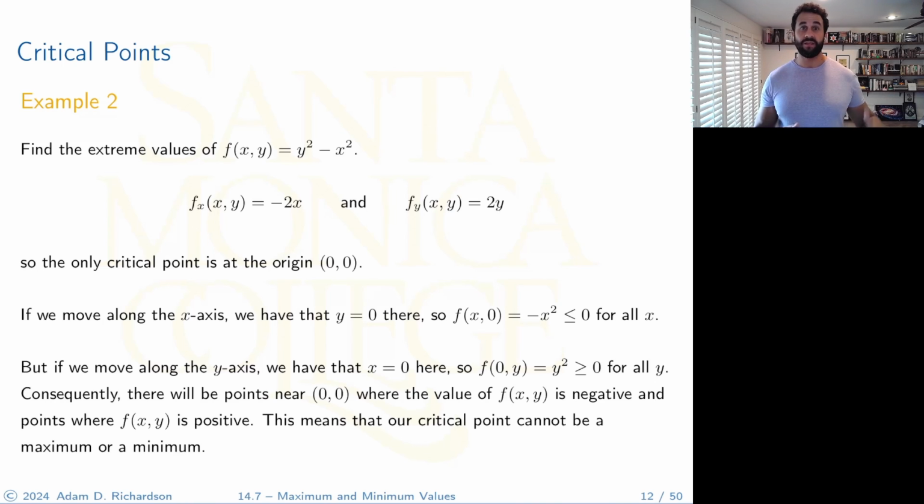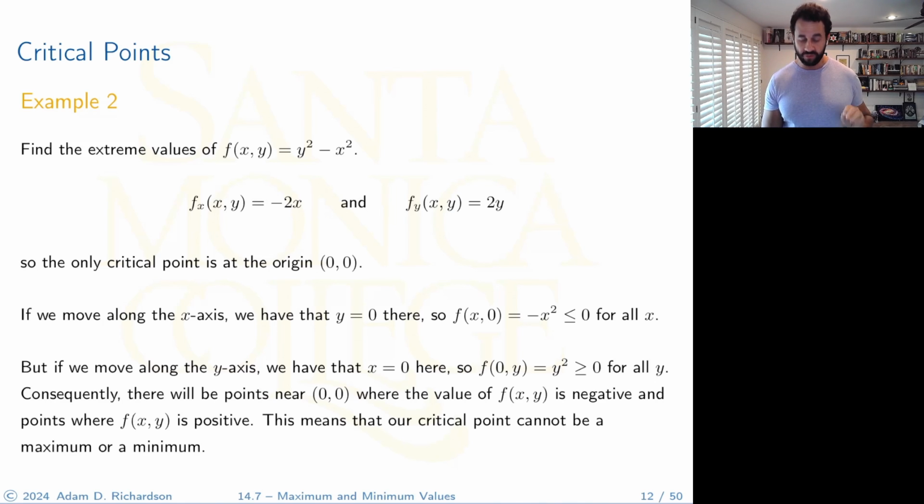The question is, is it a max? Is it a min? Is it neither? Well, now we have to investigate a little bit. So if you can see what this looks like geometrically, you have your answer already. If you cannot, then we have to be a little more analytical. So here's one way to do it.